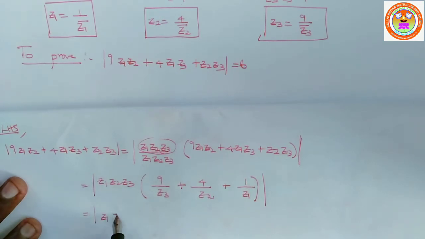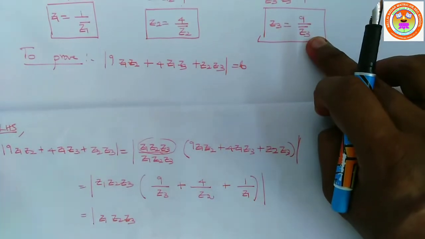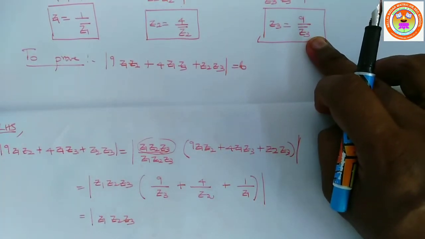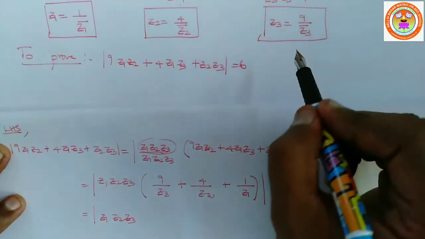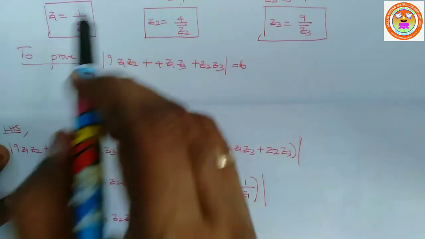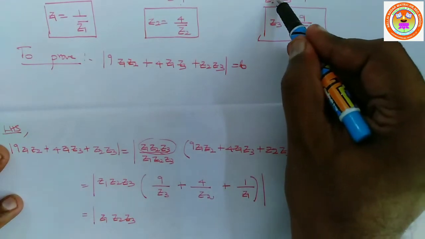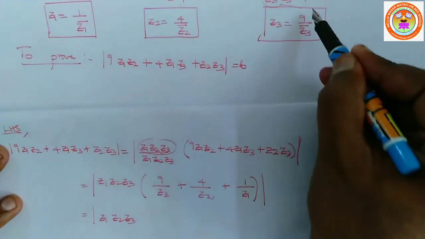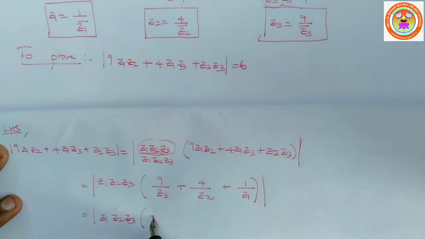Modulus of Z1 Z2 Z3, 9 by Z3. What is 9 by Z3? It is nothing but Z3 bar. Instead of writing, I have done one small identification. What I do? I need 9 by Z3. This Z3 can come down. So 9 by Z3 is nothing but Z3 bar.